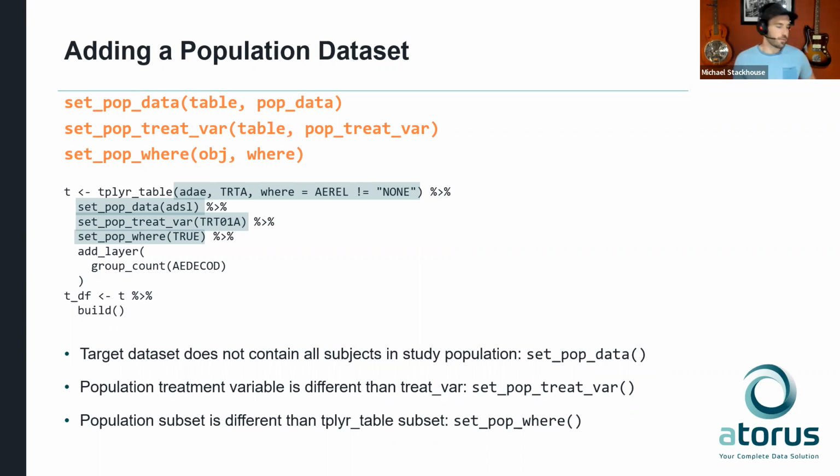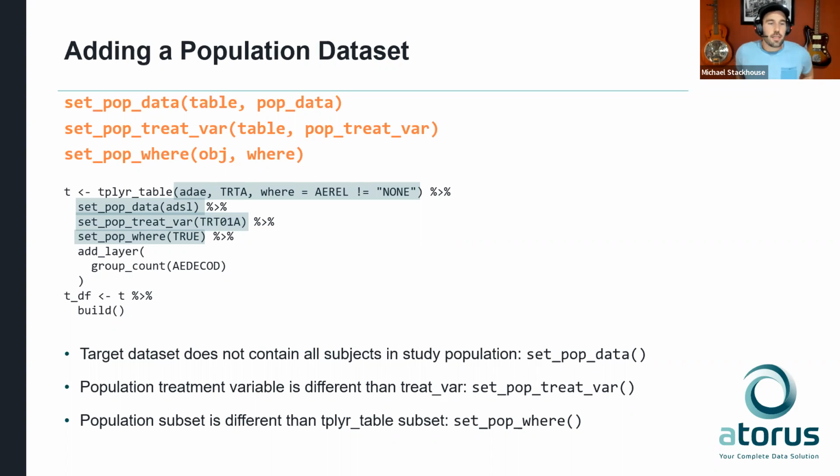And then additionally, if you ever need to get the header N from something else, or from the population data, because there are functions to get header Ns in tplyr that we're not going to touch on as much today, but you can find that in the reference documentation. The population data will override what is inferred from the target data set.